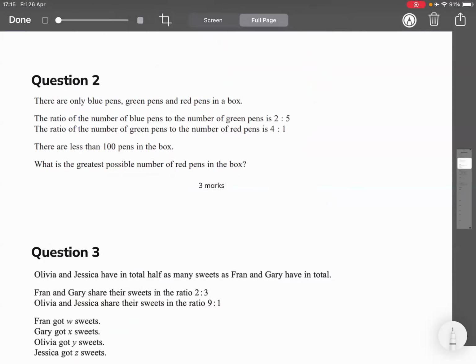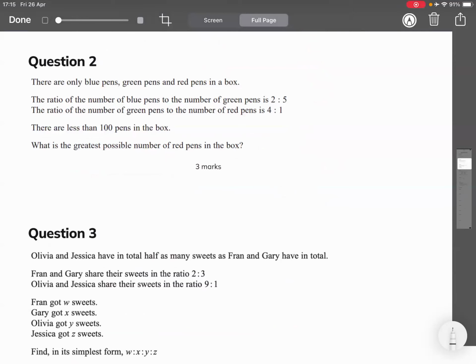Okay, next question. Same thing again. The blue to green is 2 to 5, and the green to red is 4 to 1. I need to combine them, right? Which letter is in both? Green. So what do I have to make the number? You do 5 times 4 and 4 times 5, right?